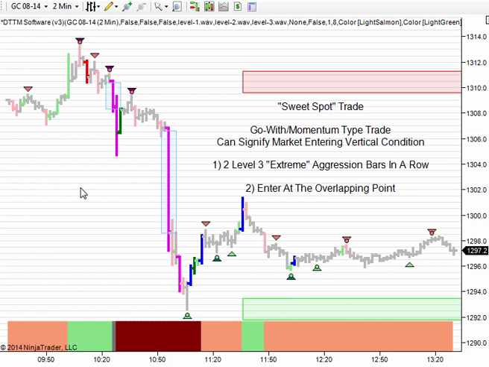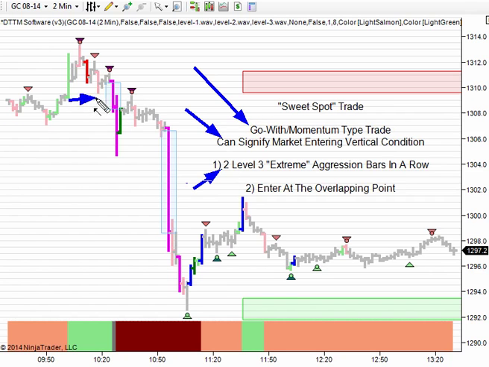So a sweet spot trade, and this was about as good as it gets today in gold. And this is a 2-minute chart, but you can look at this on any time frame. But a sweet spot trade is certainly a go with or a momentum type trade, and it often signifies the beginning of a vertical condition in the market. And the idea behind it is that if you want to be in the direction of that trade, you have two or more level 3 or extreme aggression bars in a row.